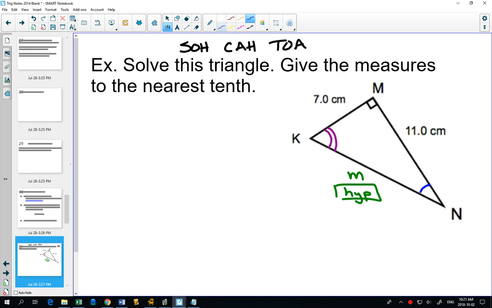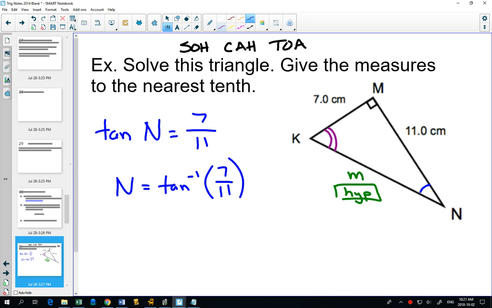Well, we know the opposite side and the adjacent side, so we would set up our definition for tan. Opposite is 7, adjacent is 11. We set up our definition for the tangent ratio, and then we decide what do we have to do here. We want to solve for angle n. What's in front of the n is a tan. How do we get rid of the tan? Tan inverse. So if I take tan inverse of both sides, it'll get rid of the tan on that side. On this side, we will get tan inverse of 7 over 11.